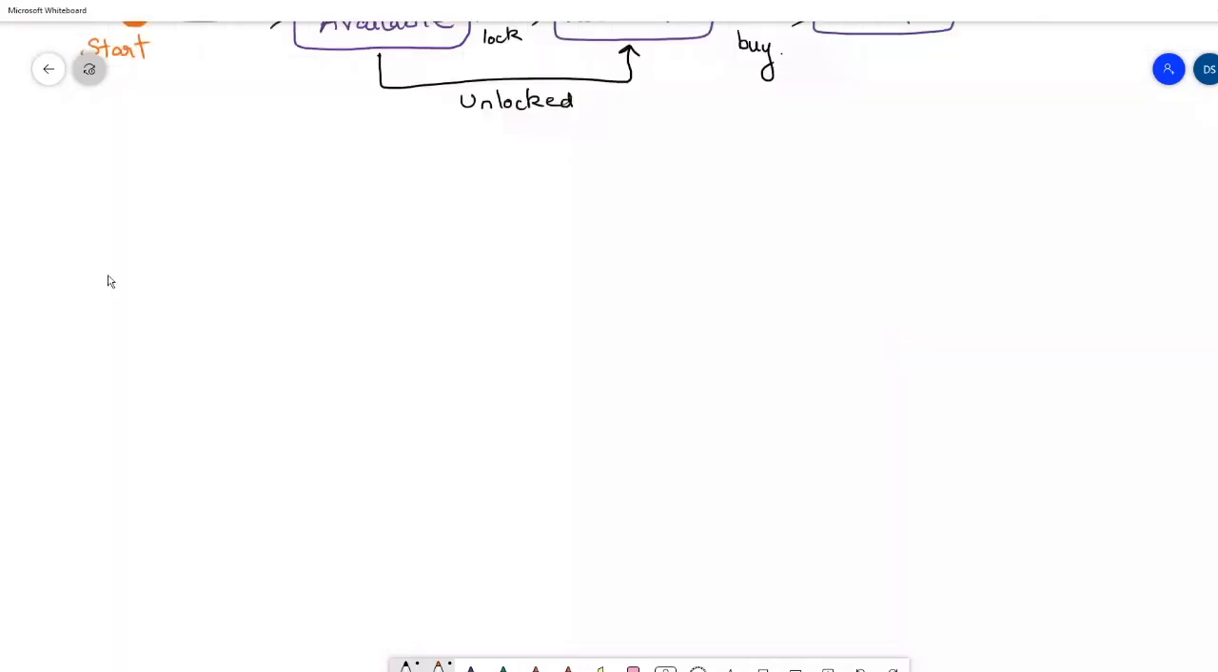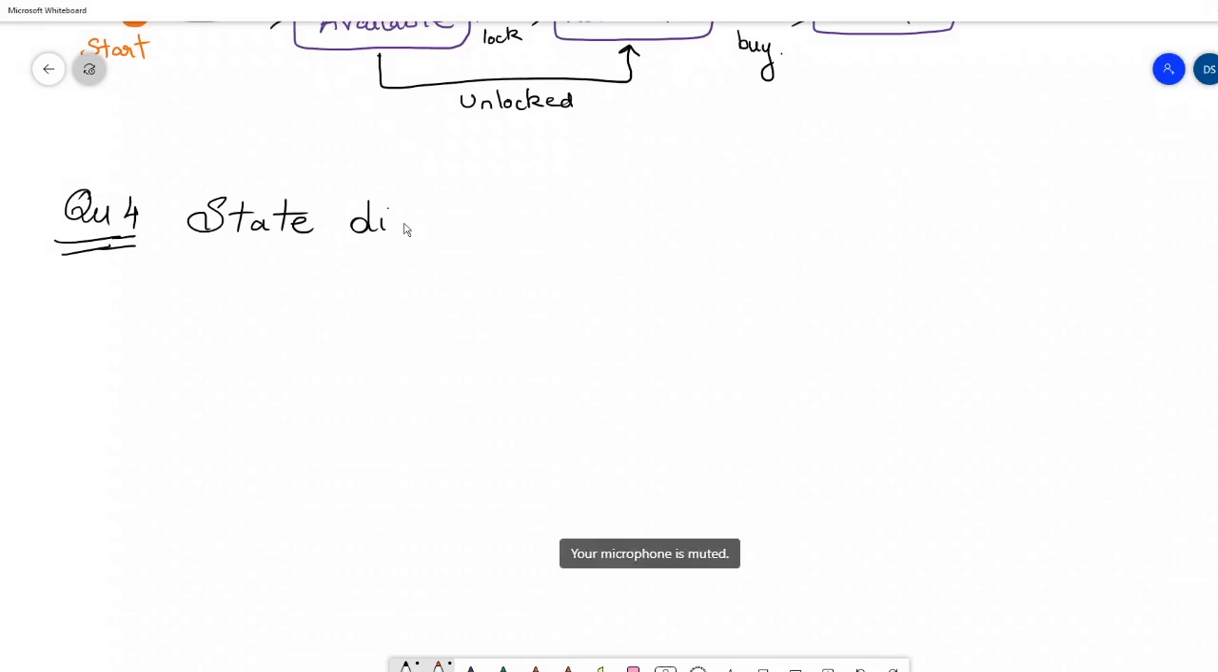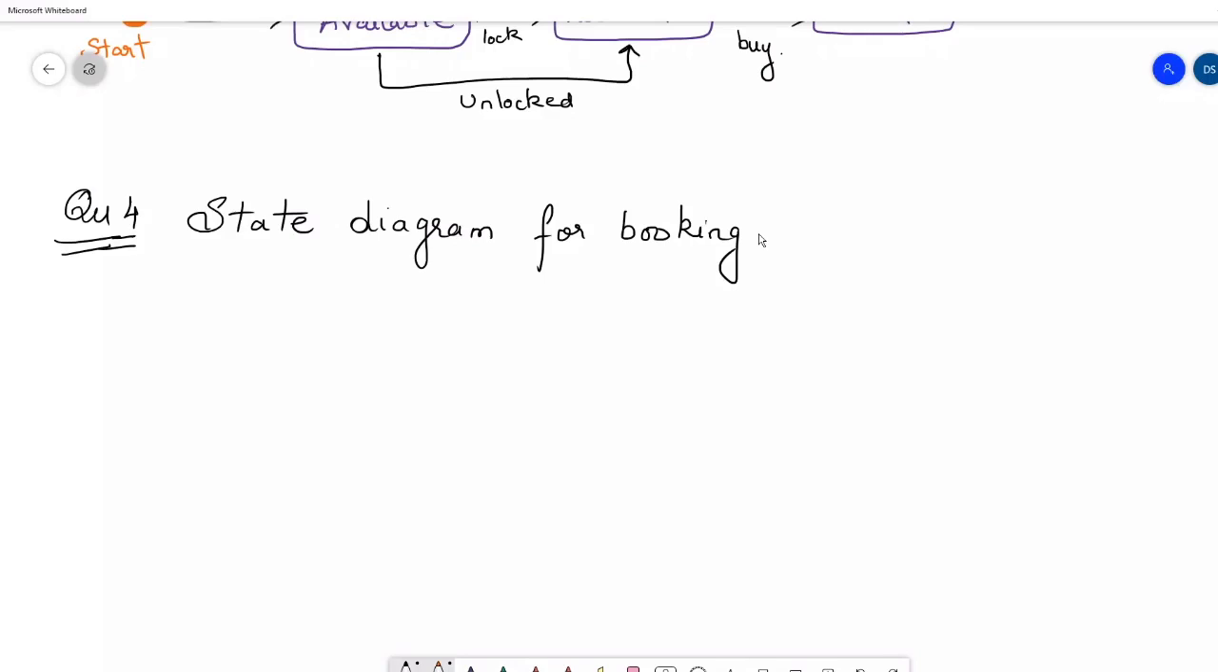Similar to this, one more question. If you want to book something, that booking can be regarding anything. So how would you draw a state diagram for any booking situation? State diagram for booking. It can be anything. You can take any example: booking a movie ticket, booking a flight ticket or a railway ticket, anything. Okay. And one more question.